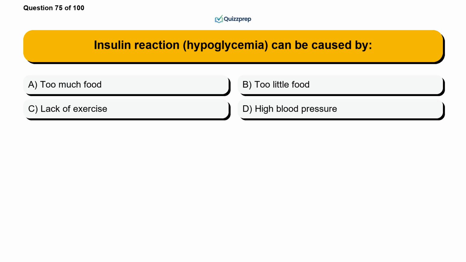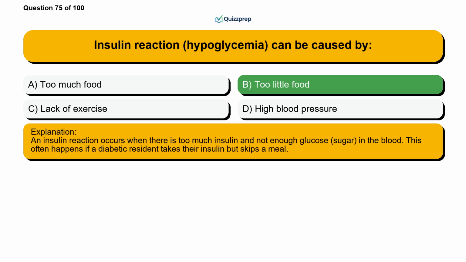Question 75. Insulin reaction, hypoglycemia, can be caused by: Option A, too much food. Option B, too little food. Option C, lack of exercise. Option D, high blood pressure. The correct answer is option B, too little food. An insulin reaction occurs when there is too much insulin and not enough glucose, sugar, in the blood. This often happens if a diabetic resident takes their insulin but skips a meal.